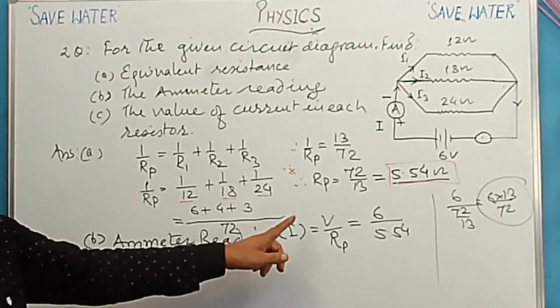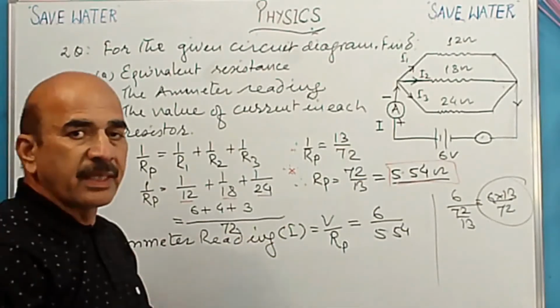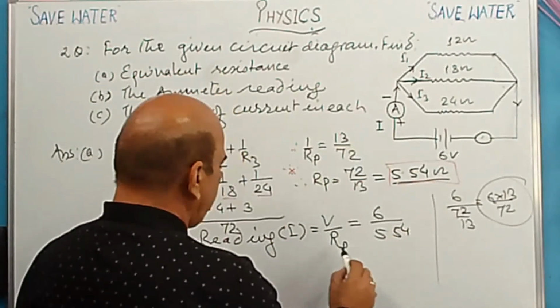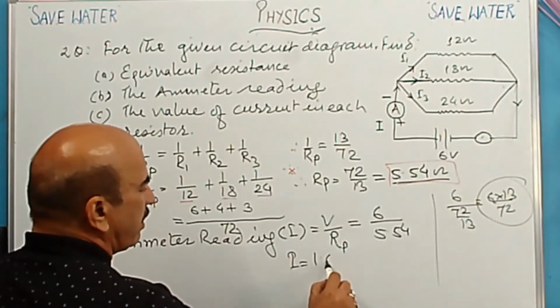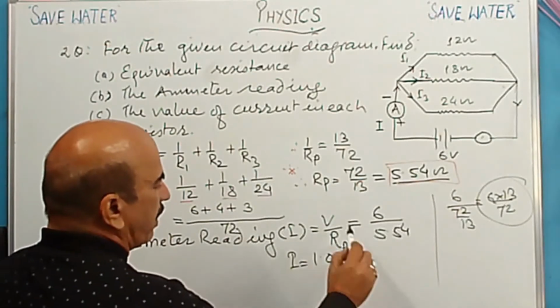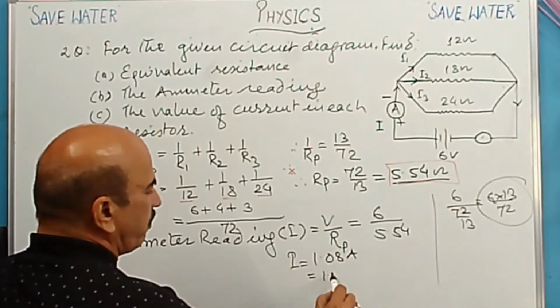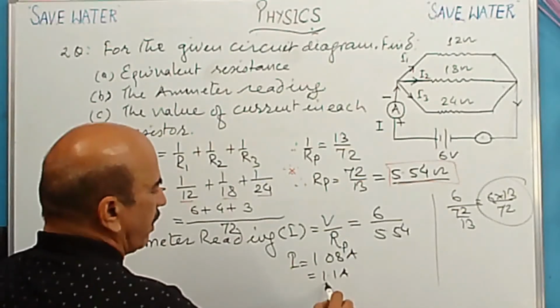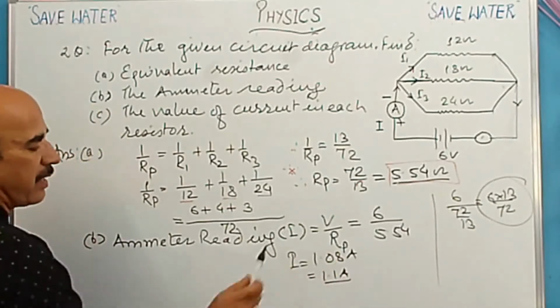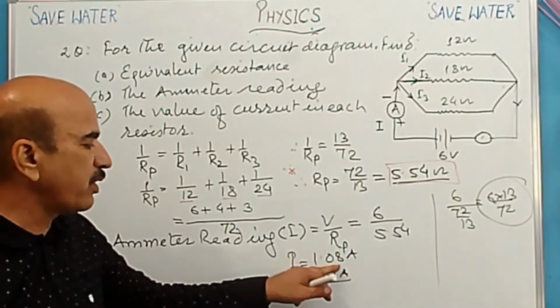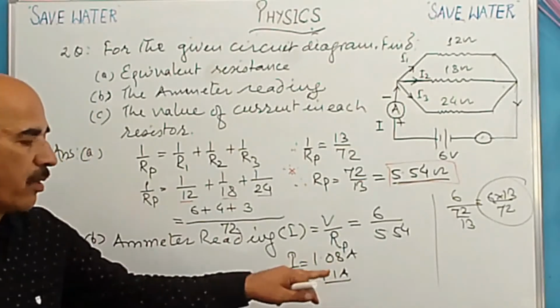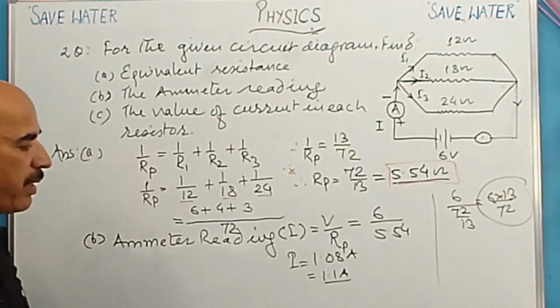Okay, done. Solve कर लिया आपने? Yes. So here its value is ammeter reading I. It comes out to 1.08 ampere, or we can write down it is 1.1 ampere. Okay, because 8 is greater than 5, so we can write down 1.1 ampere. Or we can leave 1.08 ampere. Okay, so this is the ammeter reading.